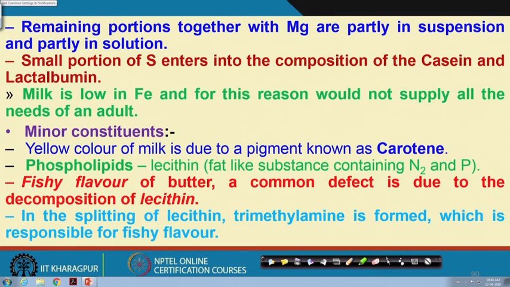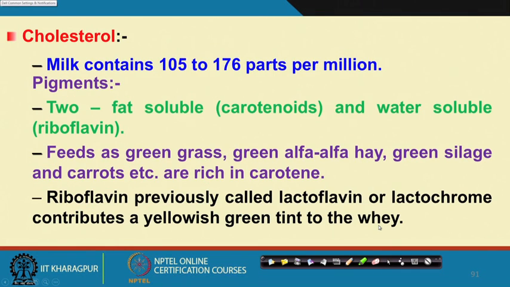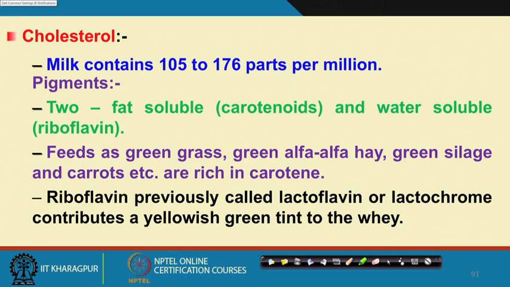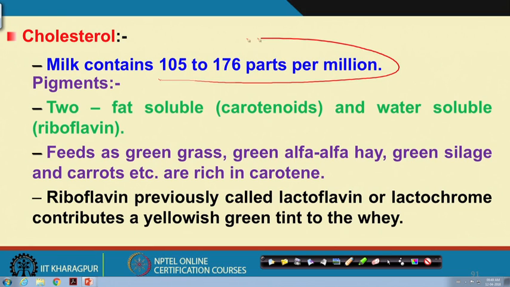of the lecithin, right. Then some other small portions of different materials are like cholesterol. Cholesterol is also one material which is available in milk. Milk contains around 105 to 176 parts per million, right, parts per million. So, 105 to 176 parts per million cholesterol is there.